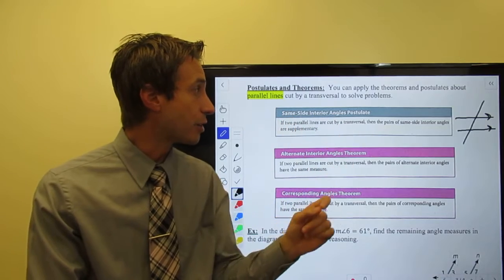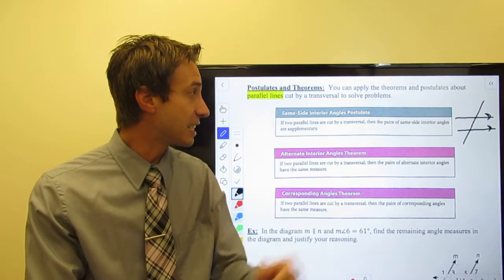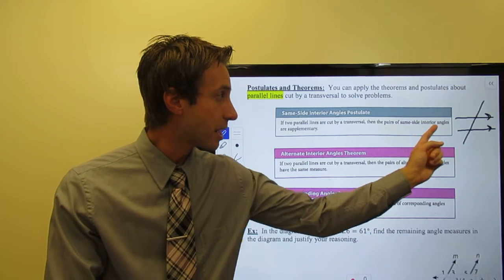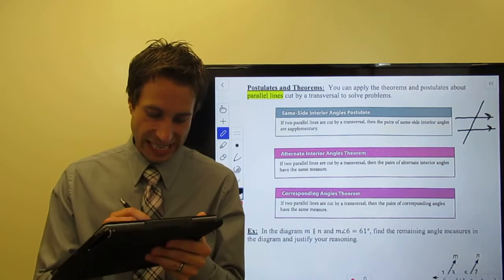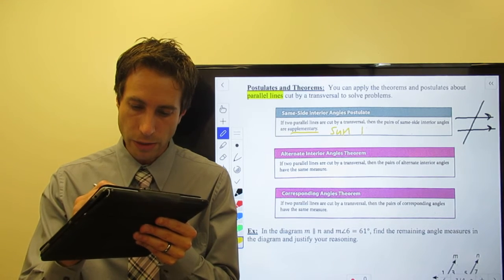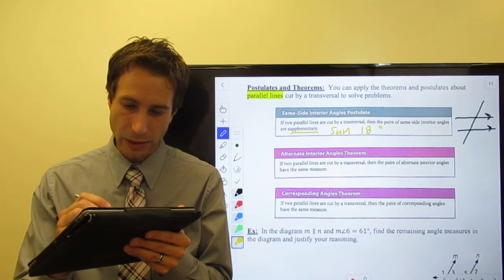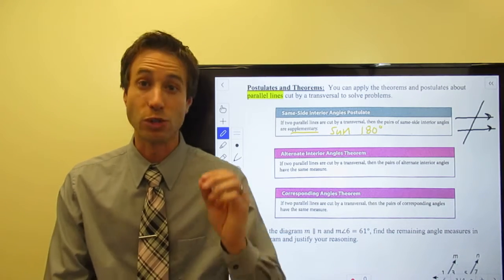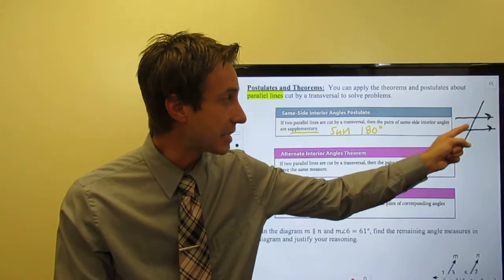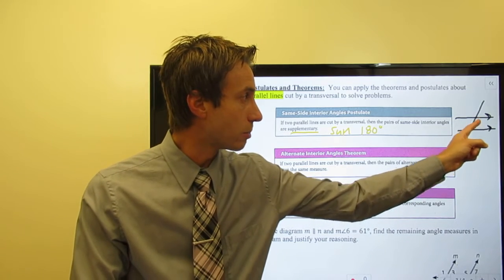First, the same side interior angle postulate. We recognize that same side means same side interior angles. Here's what it says: if two parallel lines are cut by a transversal, then the pairs of same side interior angles are supplementary. Remember, supplementary means sum to 180 degrees. That could be very useful, and we'll see how when we get to an example problem and start solving. So as long as the lines are parallel, if they're cut by a transversal, same side interior angles sum to 180. That could be those ones, it could be those ones.